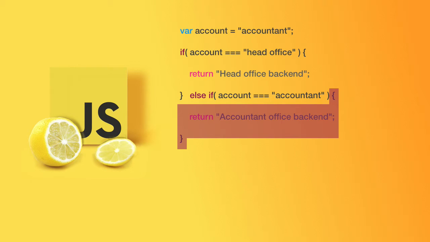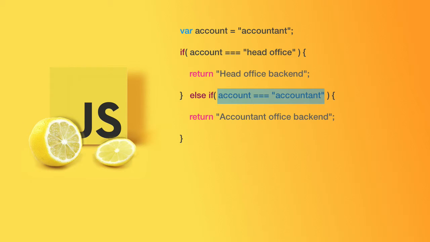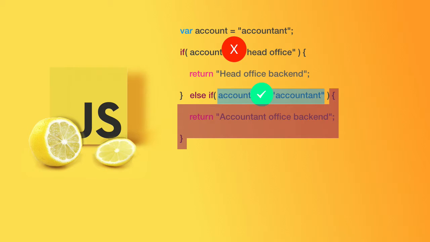Again, we are chaining another execution context, but again, we're checking for certain criteria again. So if head office fails, then it will check that variable to see if it contains the string accountant. If that variable contains the string accountant, it will trigger that execution context and return the accountant backend.